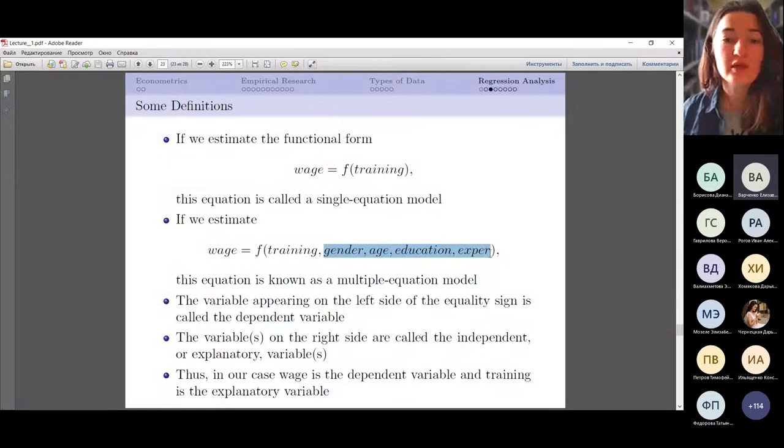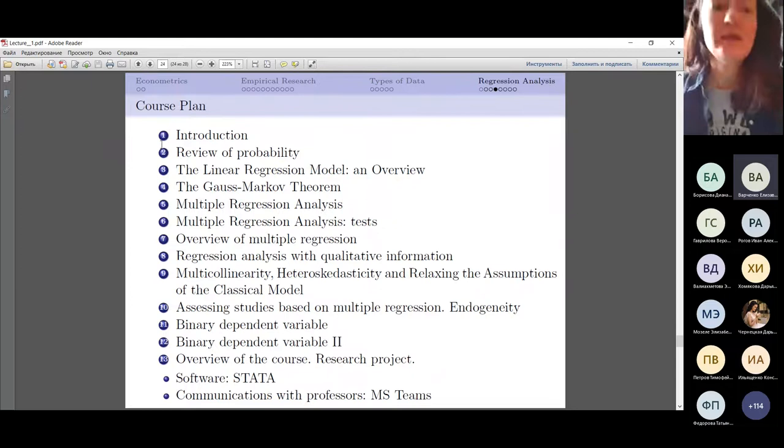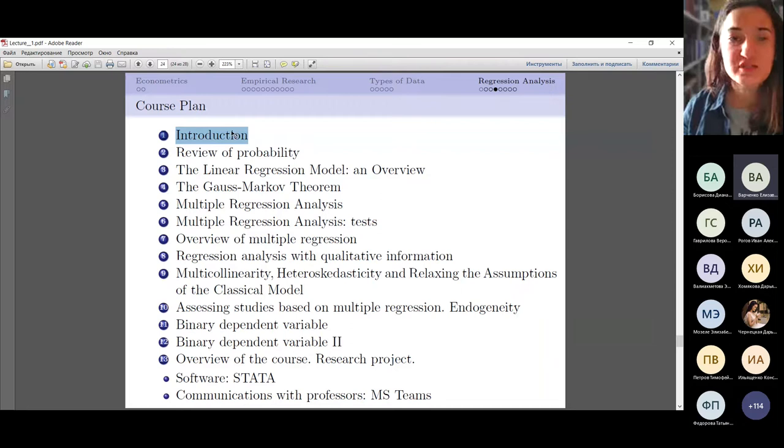So now let's take a look at the course plan. Now we are here. This is our zero step, or let's say first step in this course. Next week, we review probability. And during the seminars, you will solve some tasks on this topic. And since the third lecture, we will start talking about the regression models, about the assumptions of these regression models, and how we can use them properly. So we finalize our course with the binary dependent variables, and our working software will be Stata.